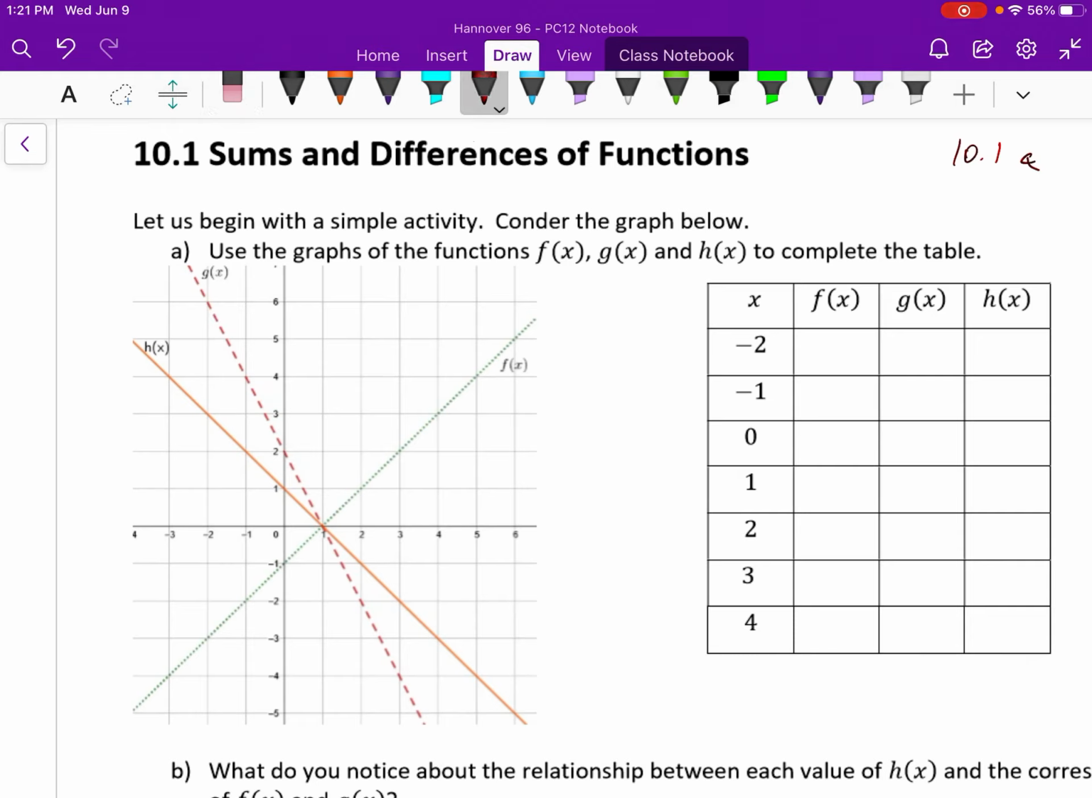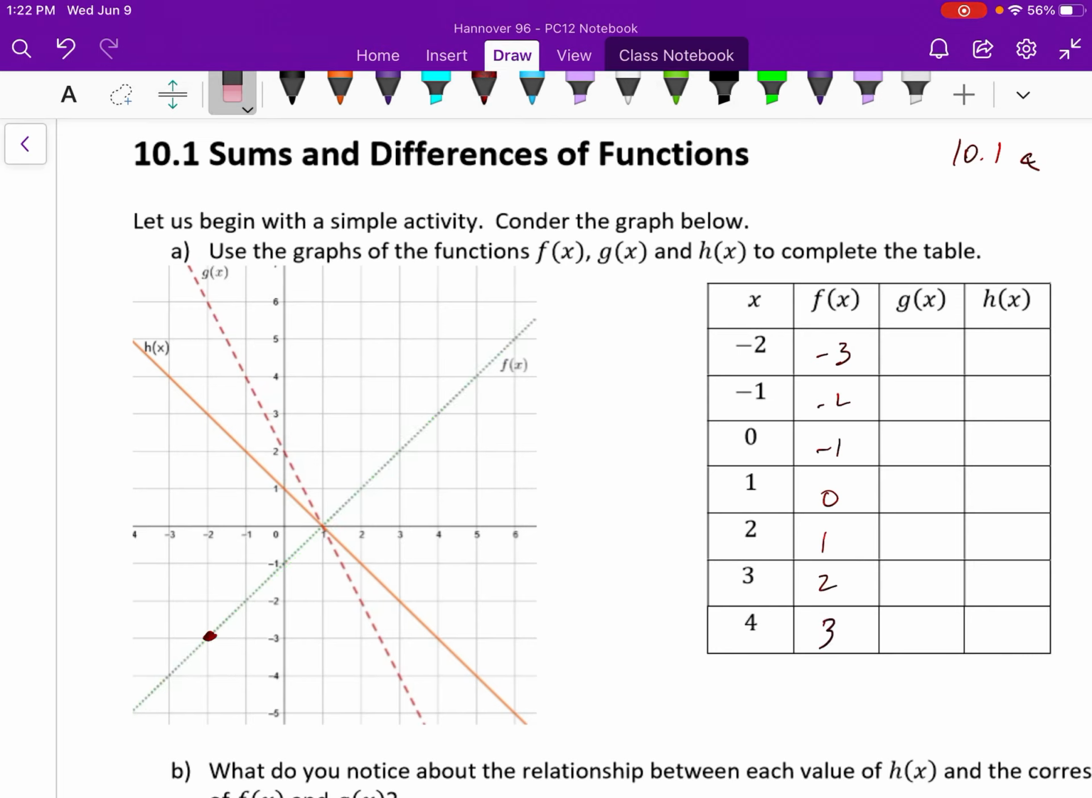So when x is equal to negative 2, the value of f at negative 2, that is, I take a look at my graph f, which is that one, and when my x is negative 2, the value of my function is negative 3. And I can continue on for all values indicated in the table.